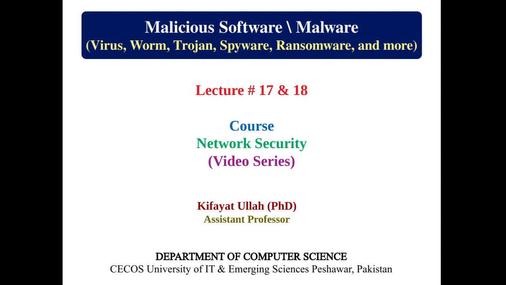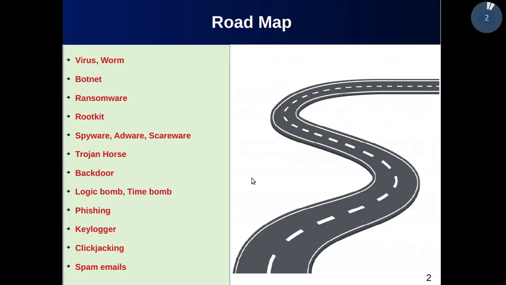In this lecture, we are going to learn about different types of malicious software, also known as malware. You will learn about viruses, worms, botnets, ransomware, Trojan horse, spyware, adware, scareware, backdoor, logic bomb, and plenty of other types of malicious software.